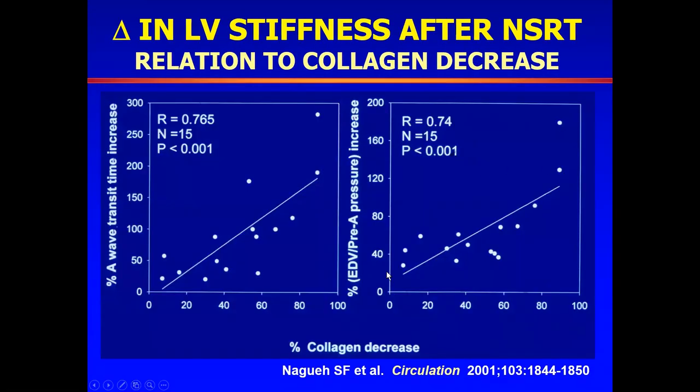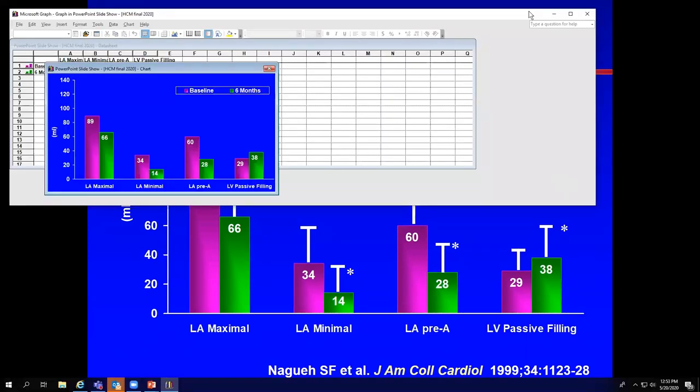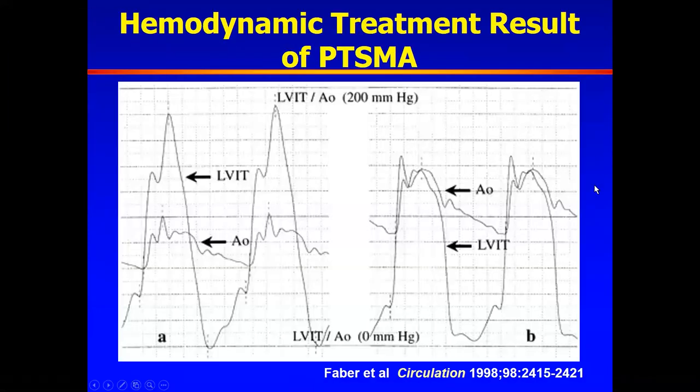LV stiffness improved in parallel to the drop in collagen, using indices of LV stiffness. These are combined indices obtained by volumes by echo and pressures by cath. Atrial size gets smaller and the amount of atrial contribution to LV filling, because of active atrial contraction, gets less, because the ventricle doesn't need a high atrial pressure to get it filled, because its diastolic properties have improved. So that was also shown.